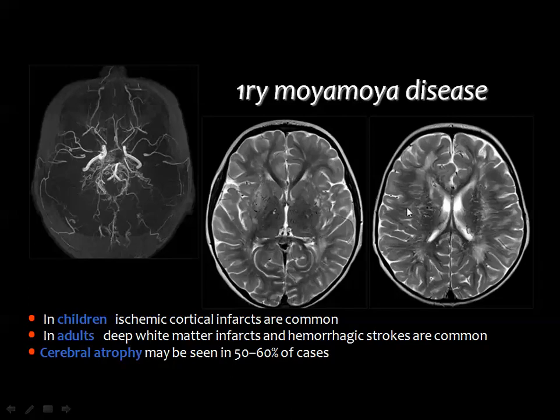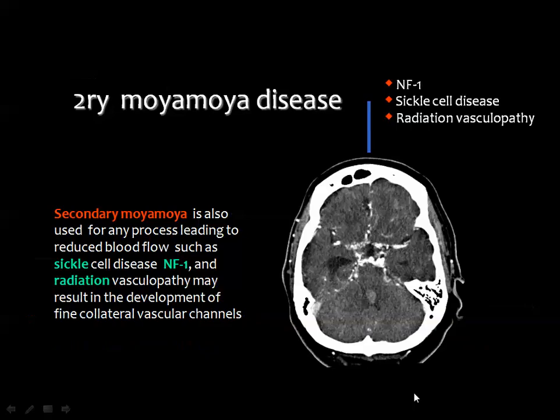In the region of the basal ganglia, in the region of the sylvian fissures and in the deep parietal area, and also in the suprasellar area, you see these micro vessels showing the signal void appearance, and you cannot appreciate any of the major cerebral vessels. In children, moya disease will result in infarctions, while in adults, moya disease will affect the white matter, leading to ischemic white matter changes and sometimes areas of hemorrhage. In both cases, the cerebral atrophy is seen in about 50 to 60% of cases.